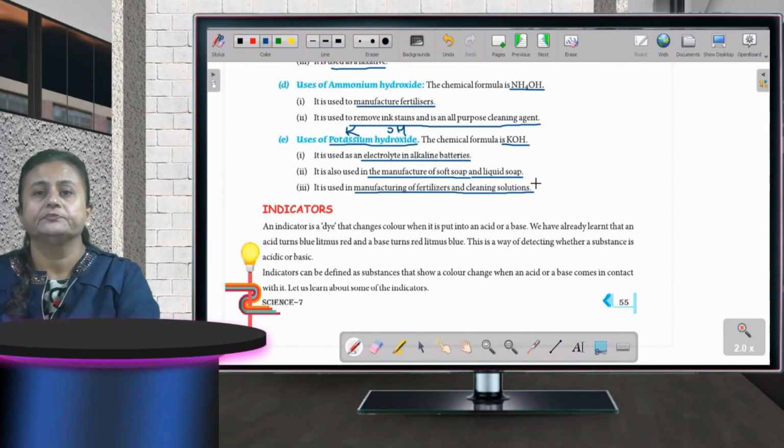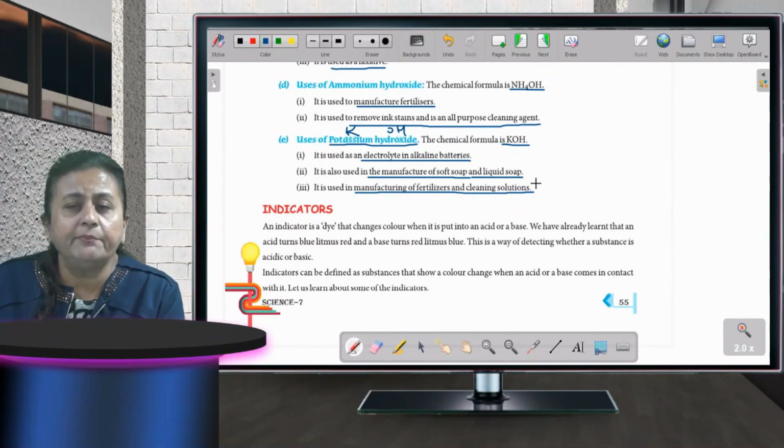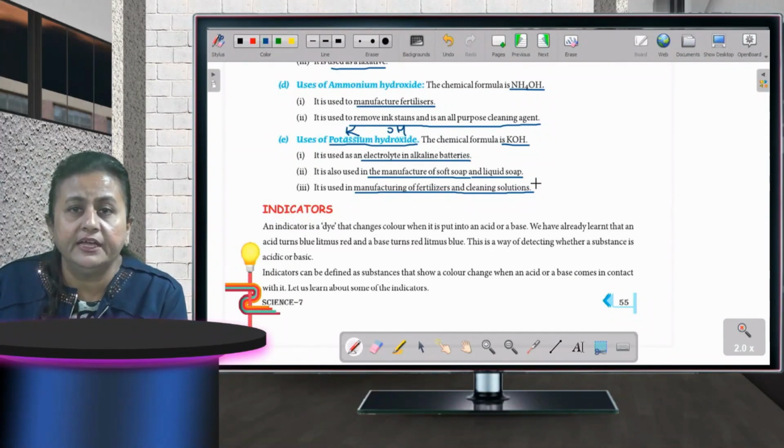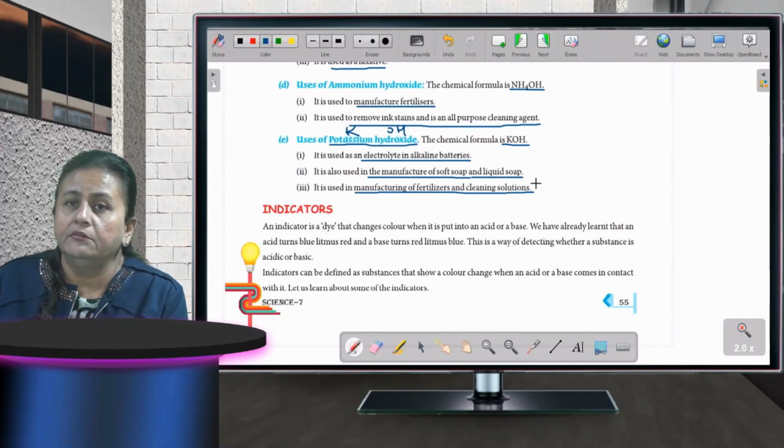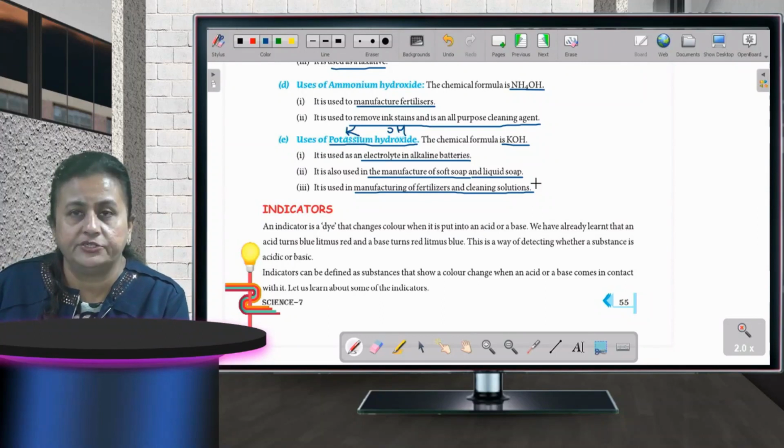Acids, which type of taste do they have? They are sour in taste. On the other hand, bases are bitter in taste, and they have a slippery texture.